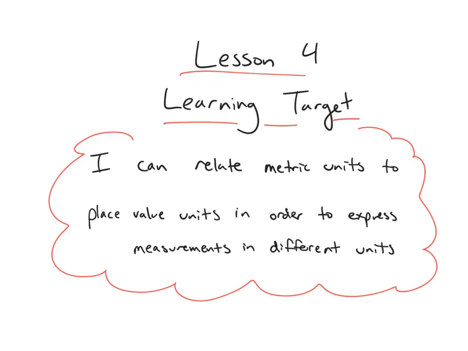This is a video lesson for Module 2, Lesson 4. The Lesson 4 learning target is: I can relate metric units to place value units in order to express measurements in different units. So today we're going to be connecting all of our learning with the different metric measurements back to our learning with place value to see if we can see more connections between the concepts of measurement that we've been studying and the ideas about place value that we already know.